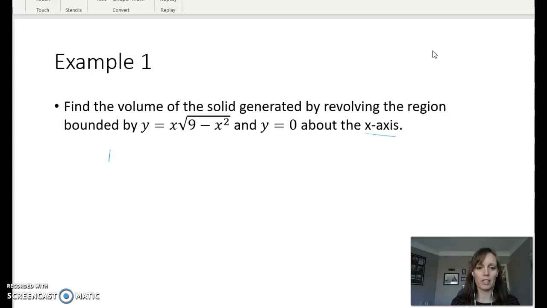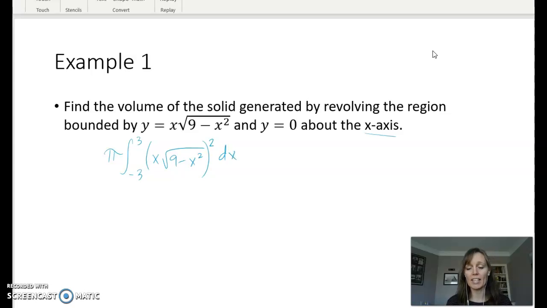Remember that the formula is pi times the integral. In this case, our bounds are -3 to 3 of my function, x times the square root of 9 minus x squared, being squared. Okay, and this is because the radius of that revolution is going to come from the function here, and so I'm calculating the integral of the area of a circle. All right, so I've got pi r squared.